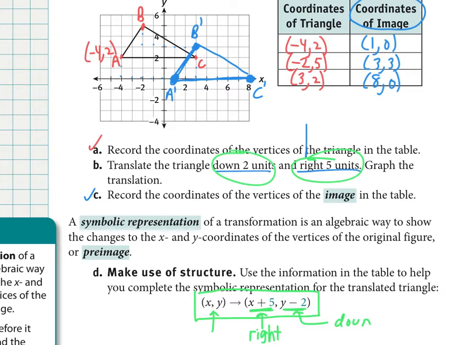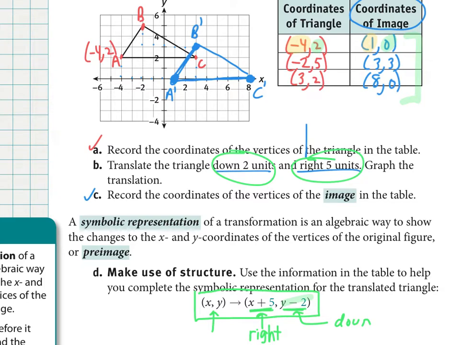Okay, so if you take a look at the example we actually just completed, if you take this x coordinate of -4 and you add 5, that's where we're getting the 1. The original y coordinate was 2. If we subtract 2, like the rule says, it goes down to 0. And you'll see that those rules apply for each of the 3 points that we did on our triangle.